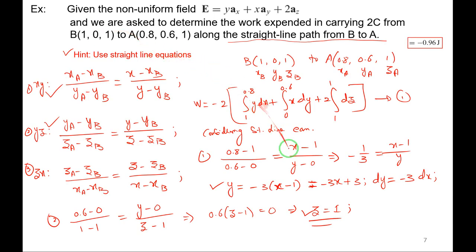W is equal to minus 2 integration of, see here, y into dx. What is y? Y is equal to minus 3 into (x minus 1). I will substitute here: minus 3 into (x minus 1).